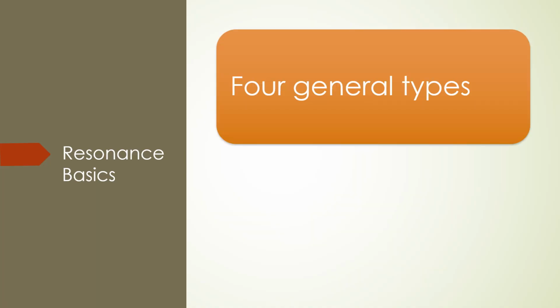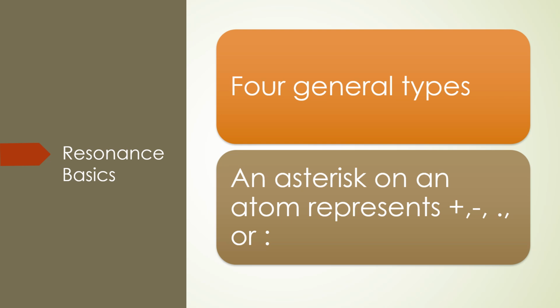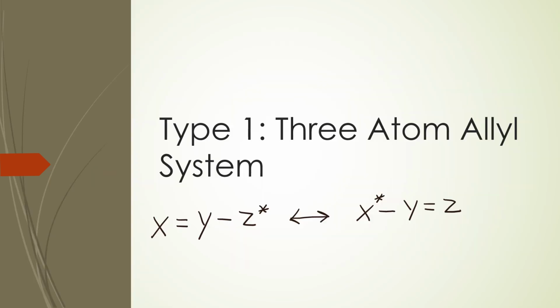Before we get into the 4 general types of resonance, you should know that an asterisk on an atom represents a positive charge, a negative charge, a single electron, or a lone pair. The first type of resonance we're going to look at is the 3-atom allyl system. If you have a double bond and an atom with some kind of charge, then you can swap the places of the double bond and the charge.